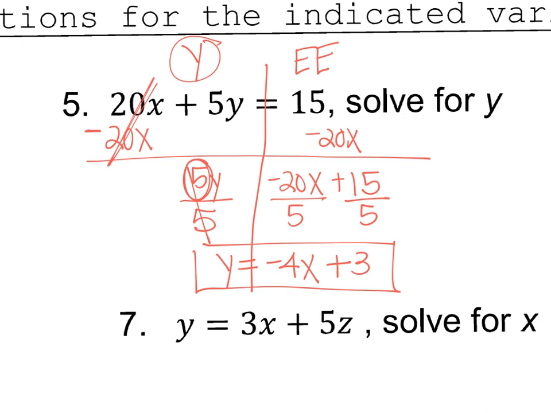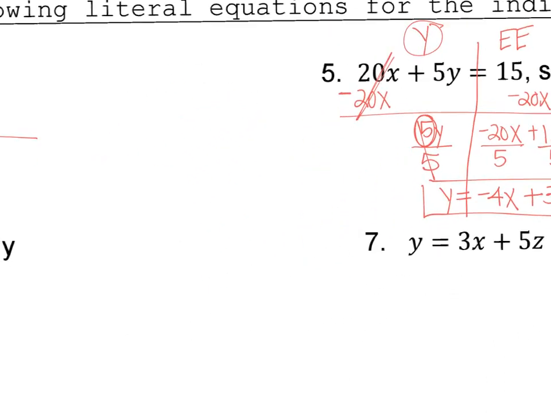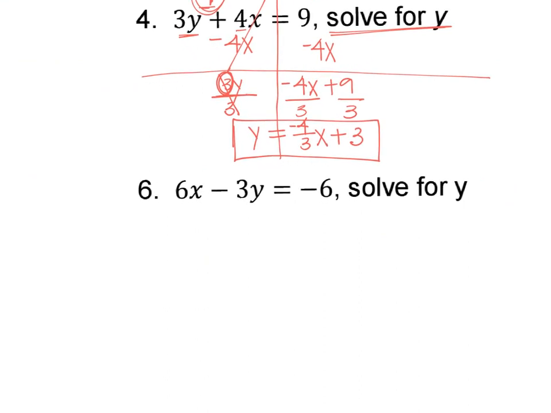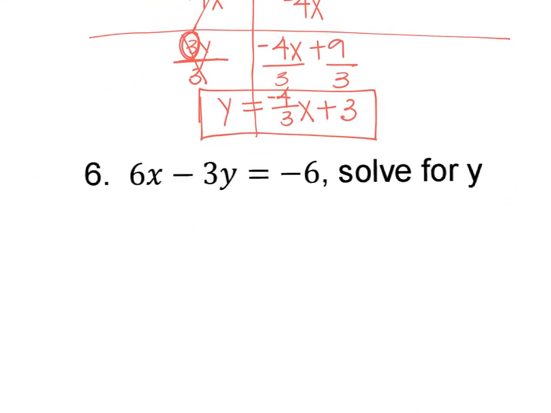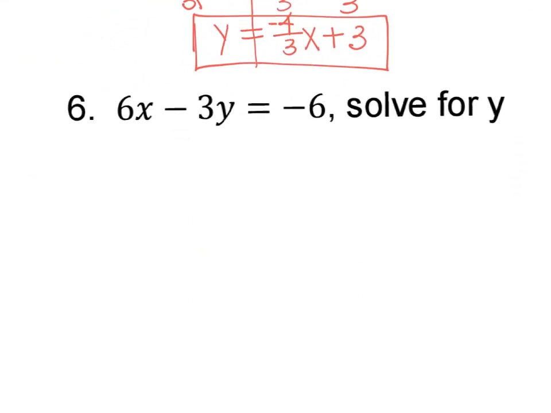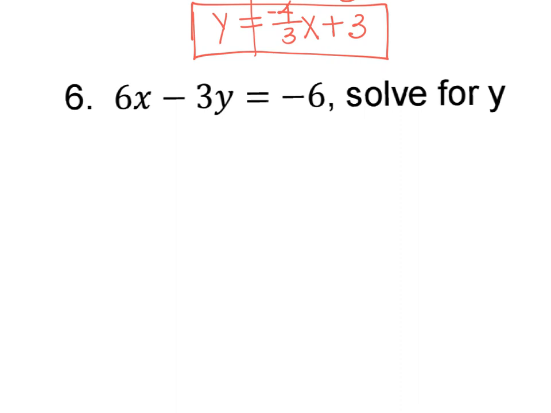Let's look at number 6. So I've got 6x minus 3y equals negative 6. Well, again, I've got two variables, x and y. I draw my line. I'm solving for y, so I'm going to put y on this side, everything else on the other side. And again, it doesn't matter if you put y on the other side, that's fine.